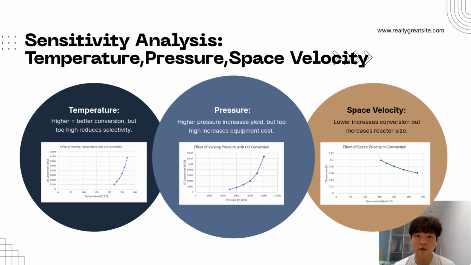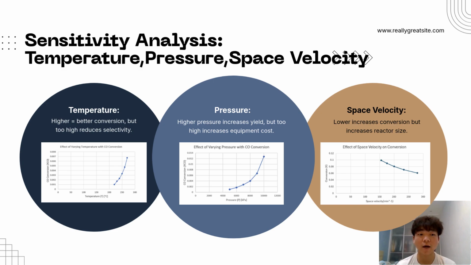This is sensitivity analysis, where we study how operating conditions will affect our reactor performance. For temperature, as we can see, the higher the temperature, the higher the conversion, because it will increase the reaction rate. However, since the reaction is exothermic, too high temperature will reduce the methanol selectivity. So we choose to use a moderate temperature of 250 degrees Celsius.